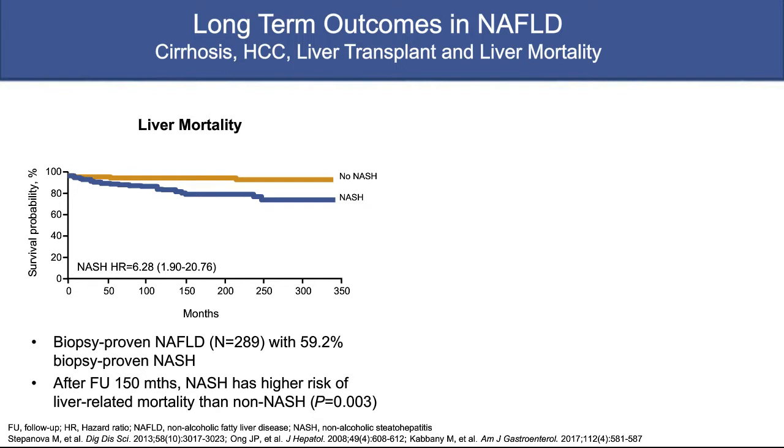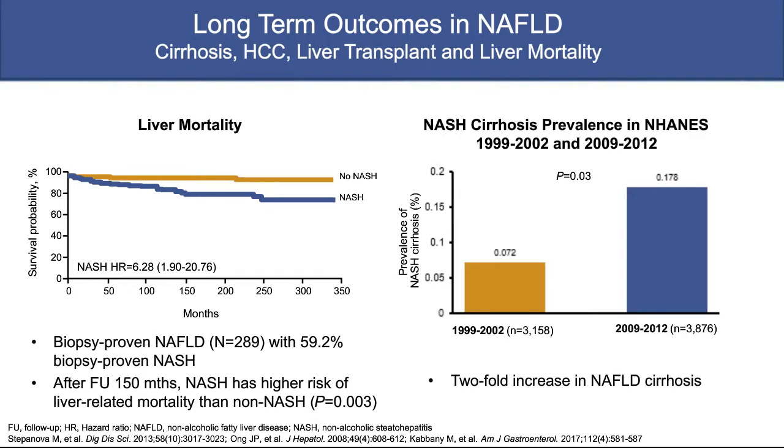On the other hand, there is other evidence that NASH may be becoming more common, and this is a study from the NHANES data set looking at two periods, 1999 to 2002 and 2009 to 2012. As you can see, there is actually an increase in the number of patients with cirrhosis, almost doubling the rate of NAFLD-related cirrhosis in this general population that's been reported. So NASH is becoming more common as depicted by the data.